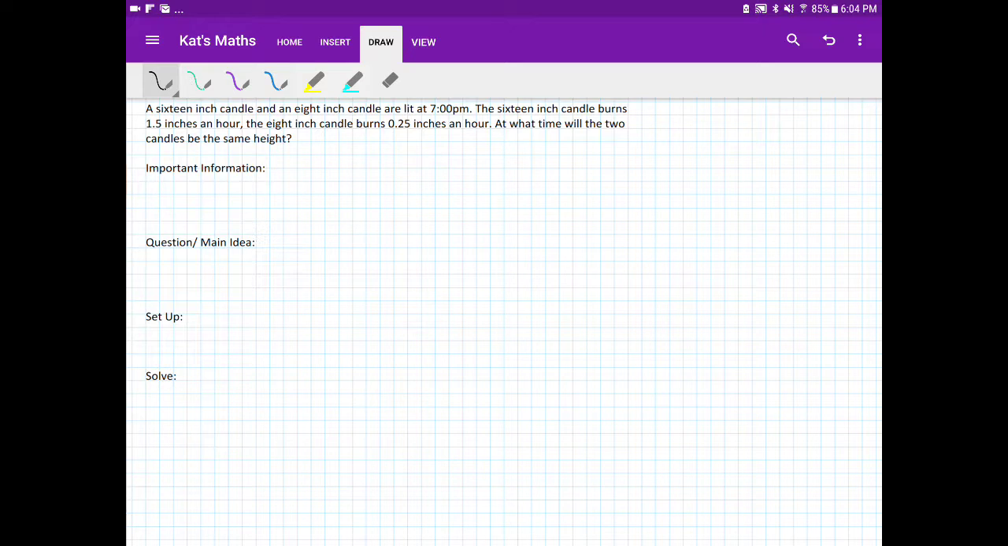So the important information from this problem is that we have two candles, right? Candle A and candle B. Candle A starts at 16 inches. Candle B starts at 8 inches. And then they are losing height. So we know that A is losing height at 1.5 inches an hour, and B is losing height at 0.25 inches an hour.